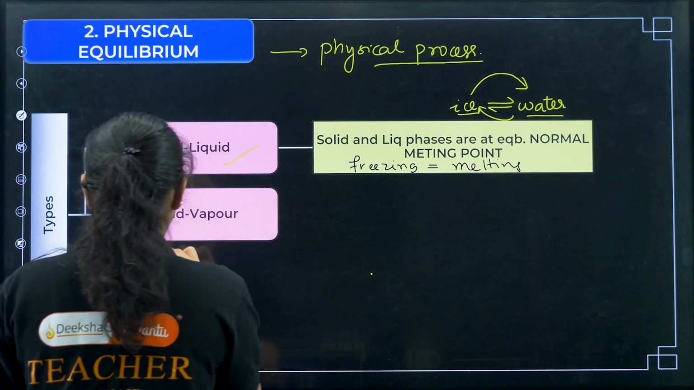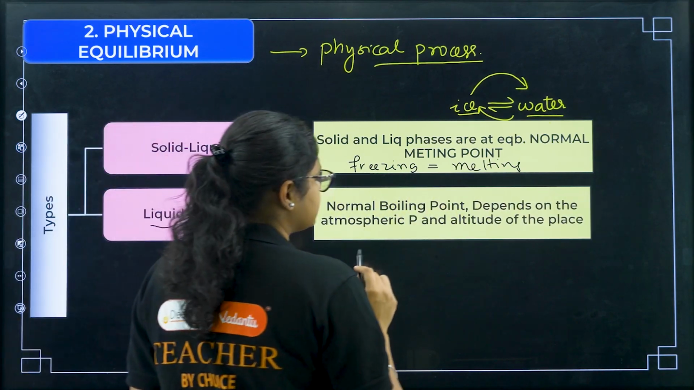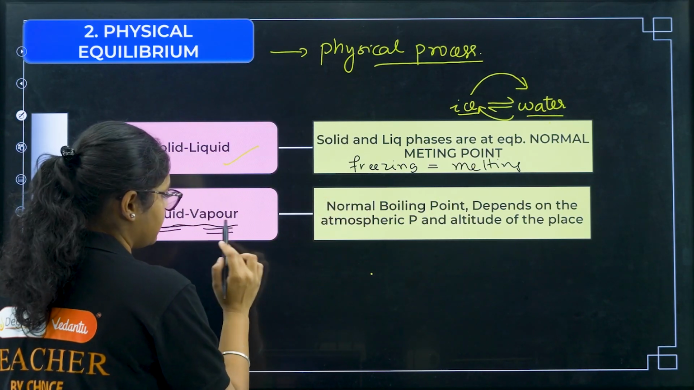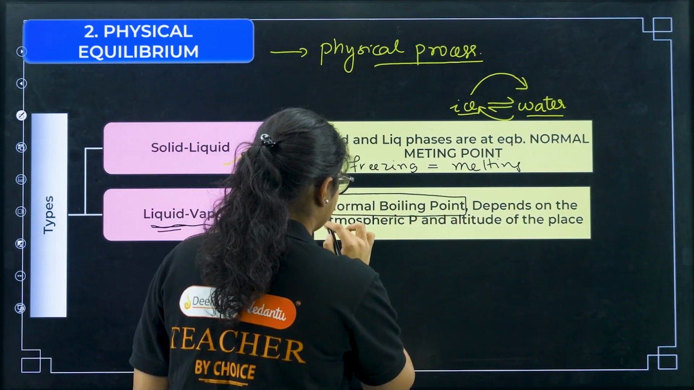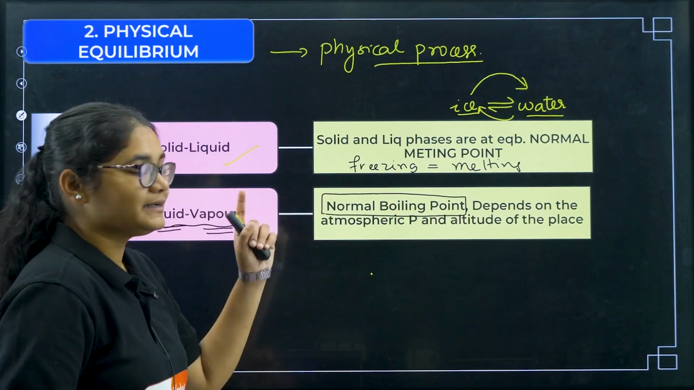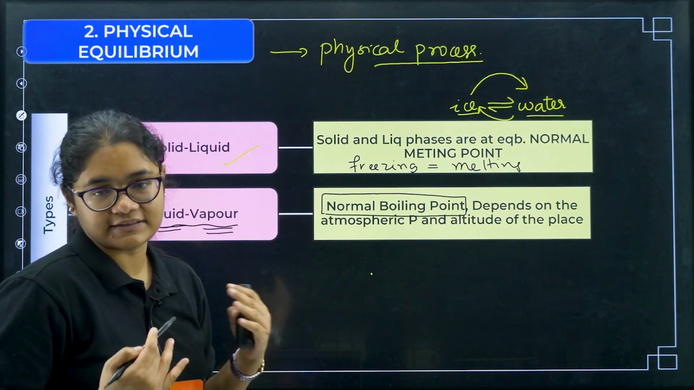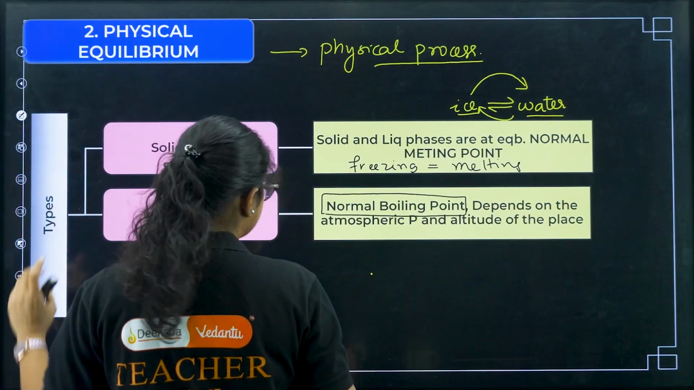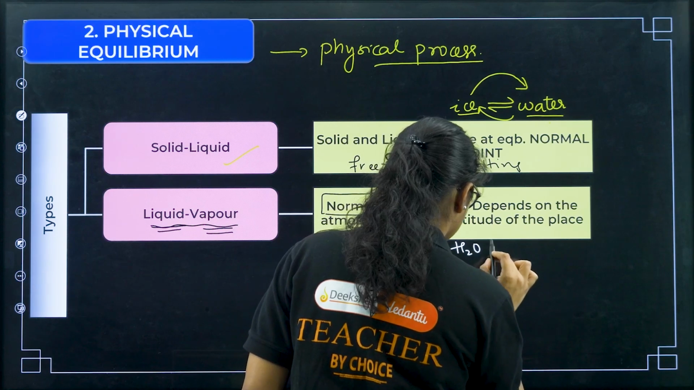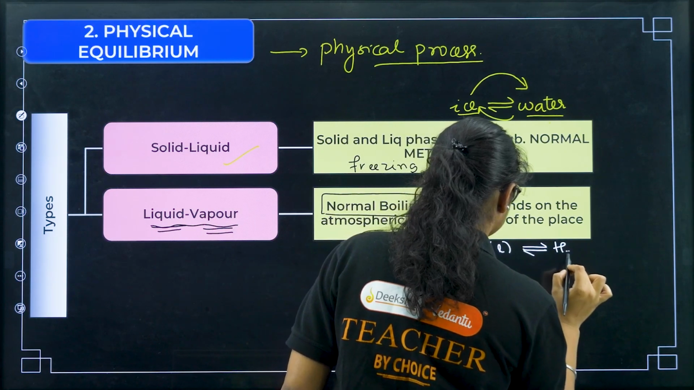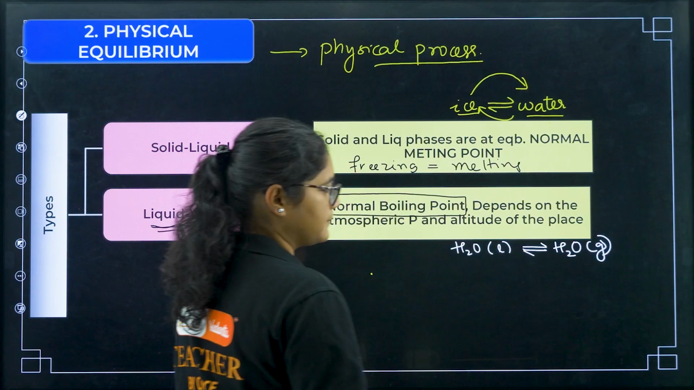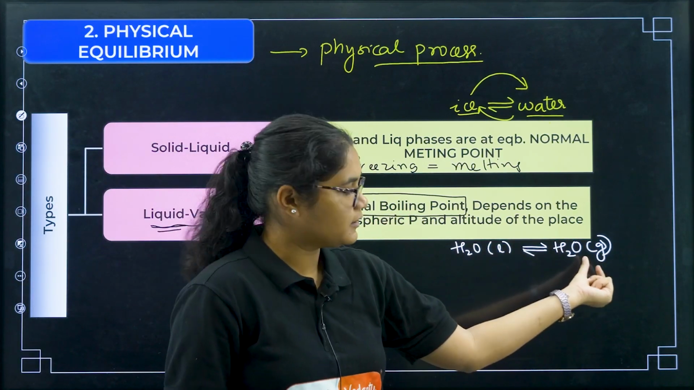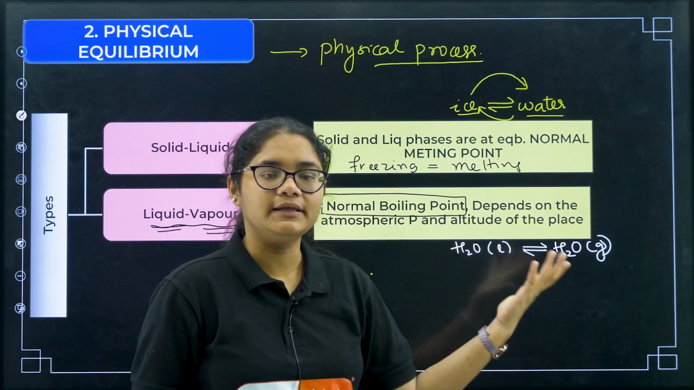Next one is your liquid and vapor equilibrium. Now this one is existing in the phase, like the temperature at which there is an equilibrium between liquid and vapor, that is called the normal boiling point. So the normal boiling point is the temperature where the liquid and the vapor phases are at equilibrium. Here also you can take the example of water, liquid water and water gas. Okay, so the number of molecules evaporating to gas and the number of gas molecules condensing to water should be equal.